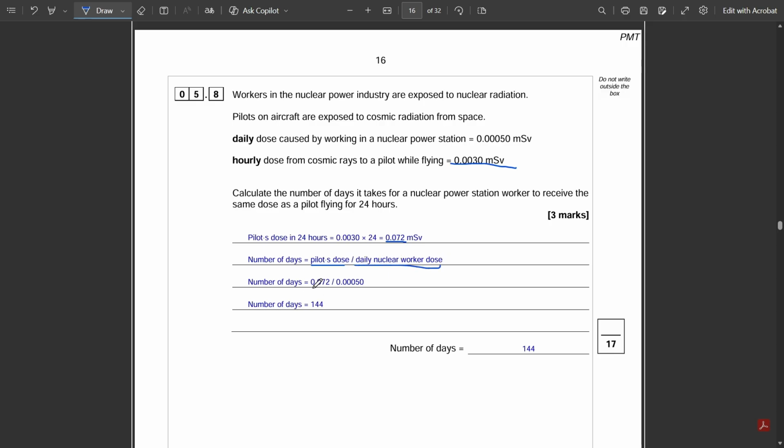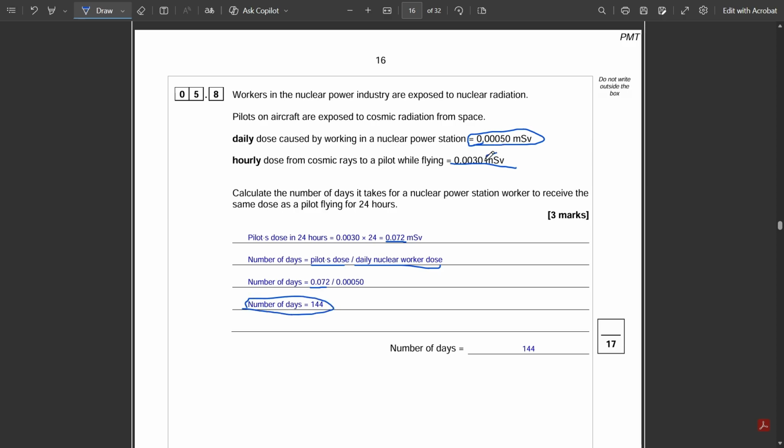So the pilot's dose in 24 hours, as I said, is that, divided by the daily dose caused by working in a nuclear power station, which is 0.00050, and we get the number of days being 144.